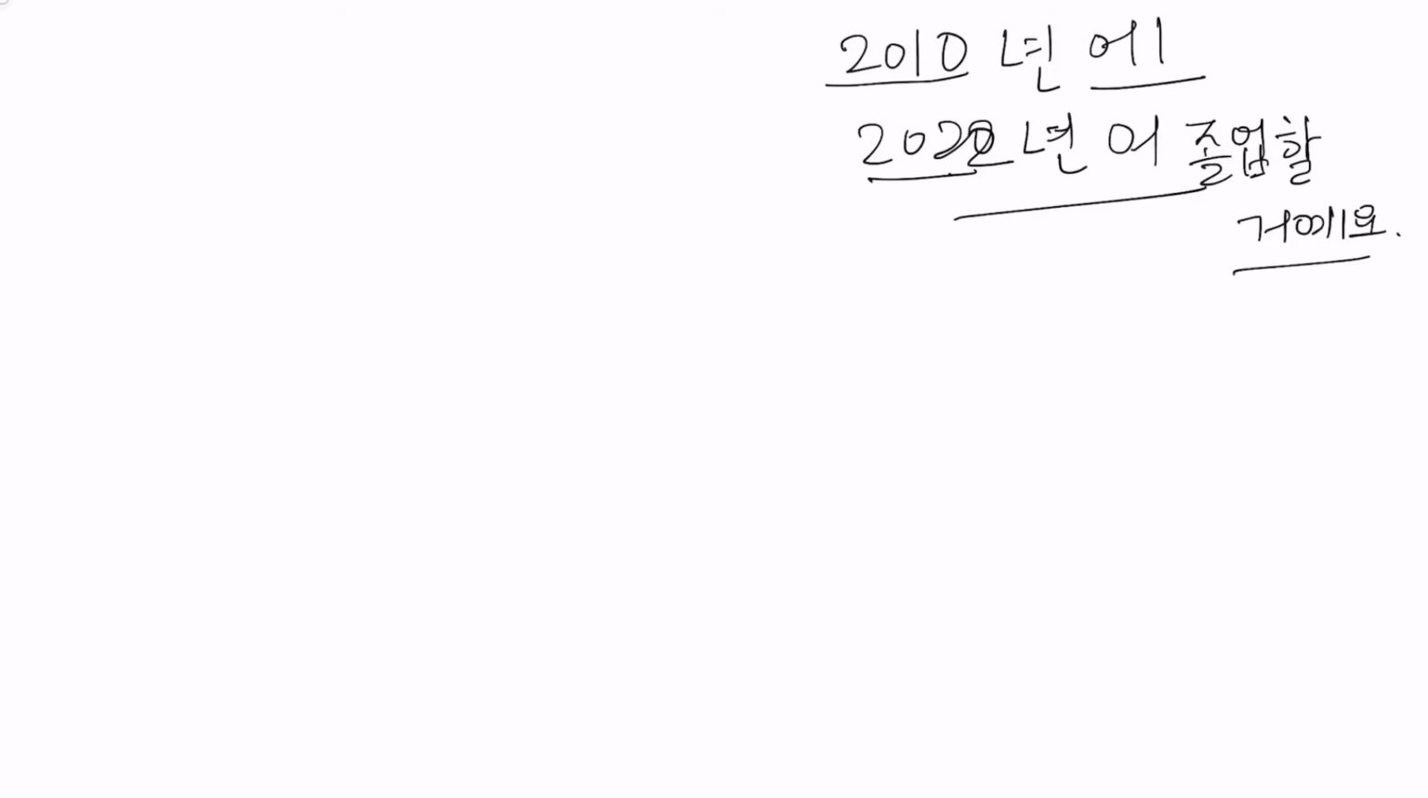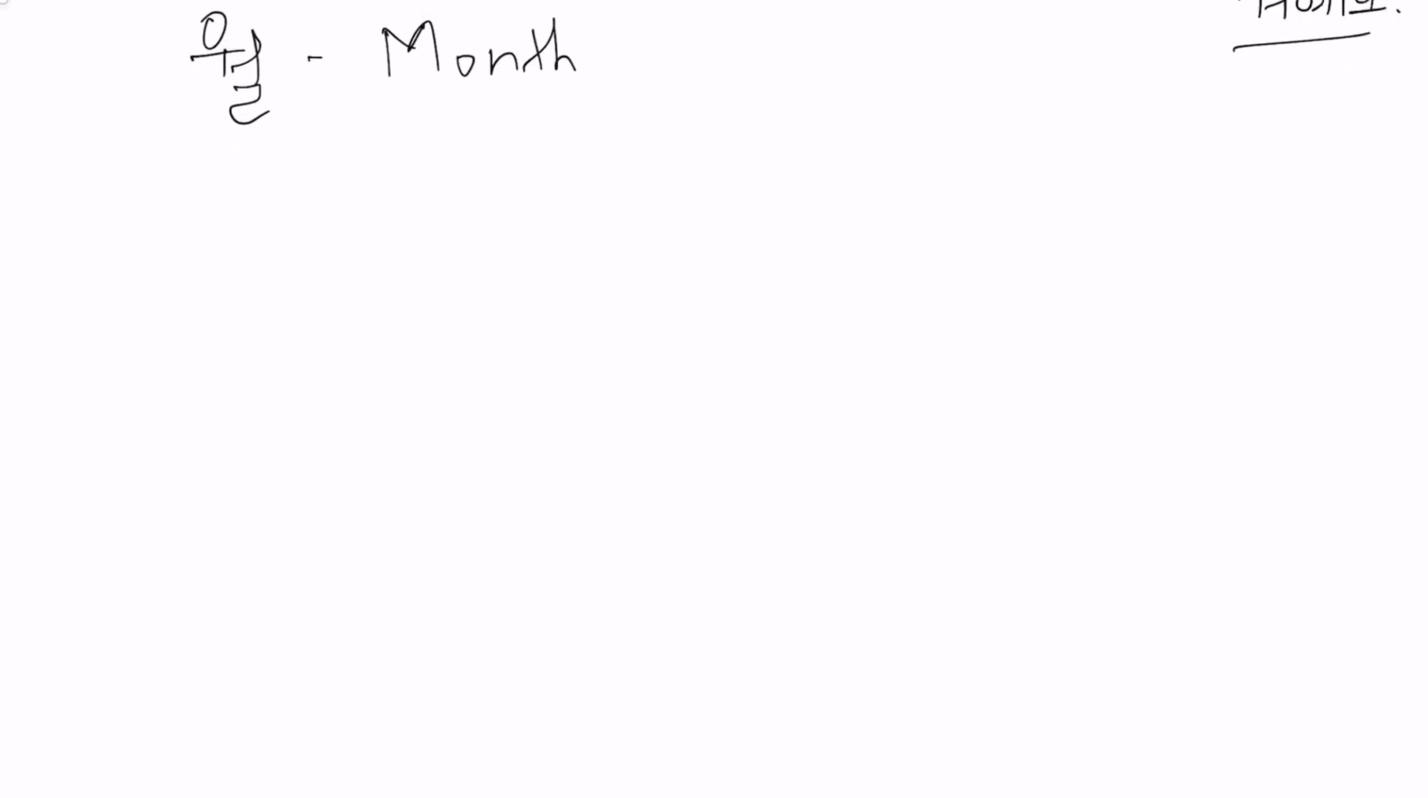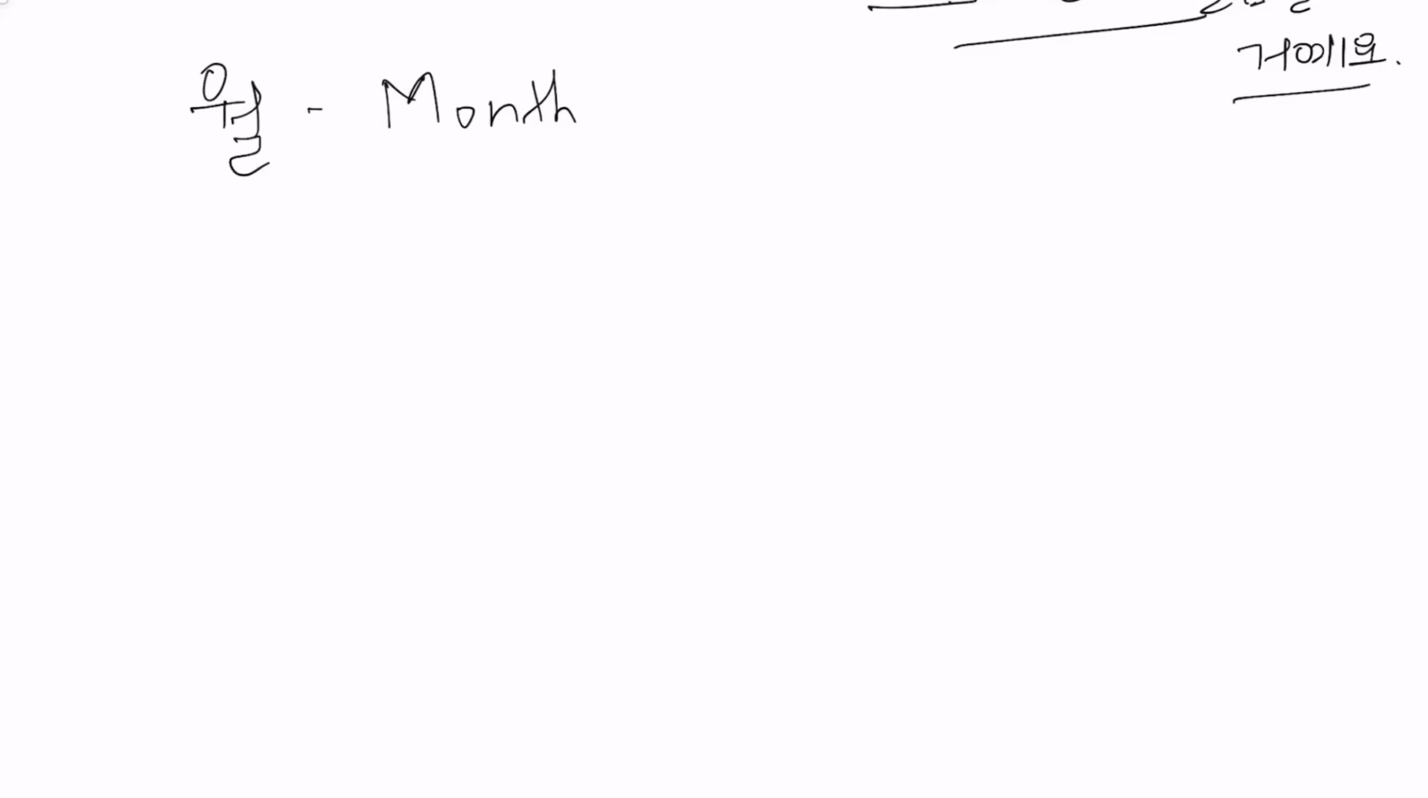Month is also very easy to write in Korean. It is wol. So, how do you write January, February and all these months? You just add the number, the order of that month, before this wol. So if you want to say February, you will just say i-wol, because February is the second month, right? If you want to say, let's say July, July is the seventh month, so you will say chil-wol, right?